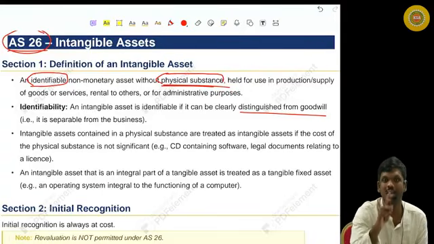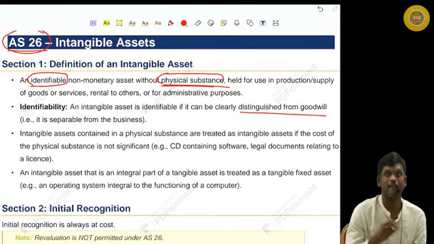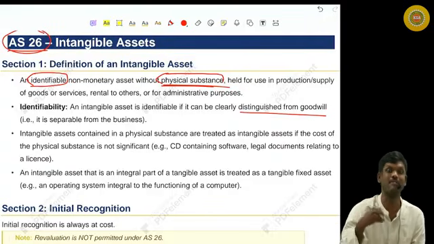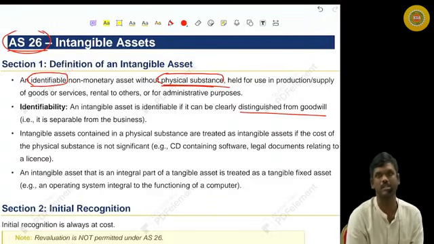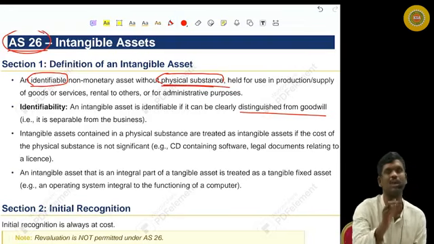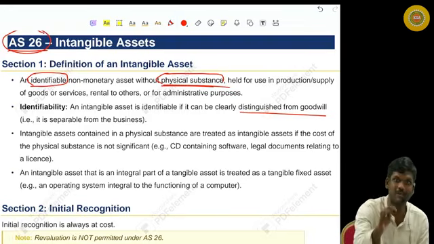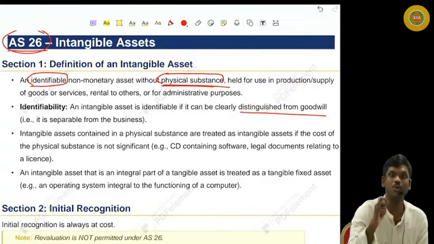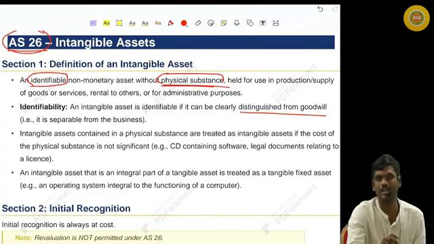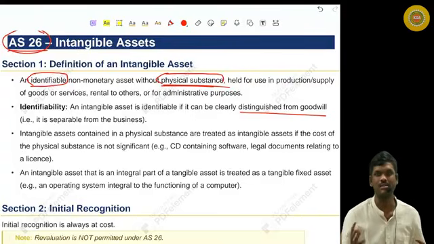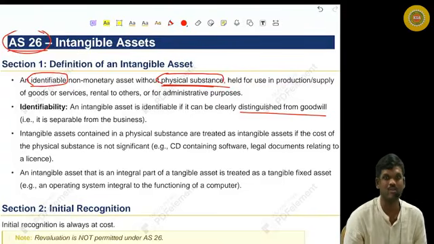Remember, goodwill is not an identifiable asset because goodwill cannot be sold separately from business. If you have to sell goodwill, you have to sell the business also. So actually, goodwill is not an identifiable asset. Goodwill does not meet the definition of intangible asset as per AS26. Goodwill is not dealt with by AS26. Many of them don't have this clarity. They think goodwill is covered by AS26 because goodwill is also an intangible asset.